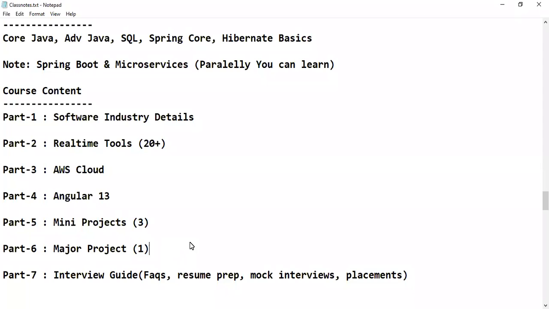After doing this course, you can attend interviews with 3 to 4 years of experience. Mini projects we are going to learn, 20 real-time tools we are going to learn, AWS cloud we are going to learn, Angular 13 for the front end we are going to discuss. Mini projects will give you a lot of confidence to improve your coding skills. And a major project that you are going to keep in the resume.